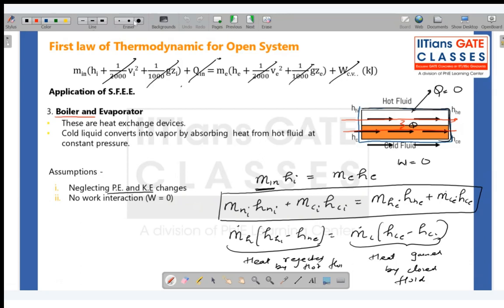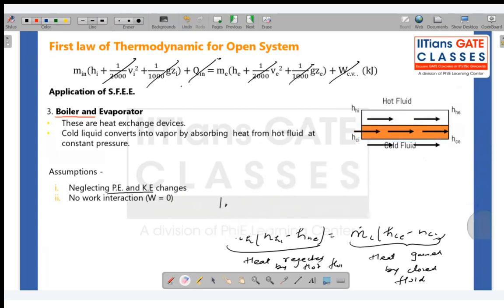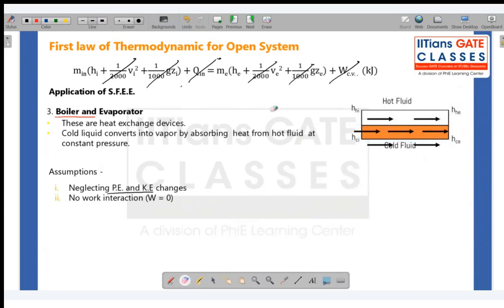It's actually simple. Let me explain it. Look, let me assume that this is the boundary of the system. When the hot fluid is flowing here, cold fluid is flowing here, heat transfer is happening internally. It is not crossing the boundary. So if it is not crossing the boundary, that means Q is equal to zero. Now work is anyway zero for a heat exchanger. I am neglecting kinetic and potential energies. So what is left in the above equation? It is simple. m dot i h i is equal to m dot e h e.